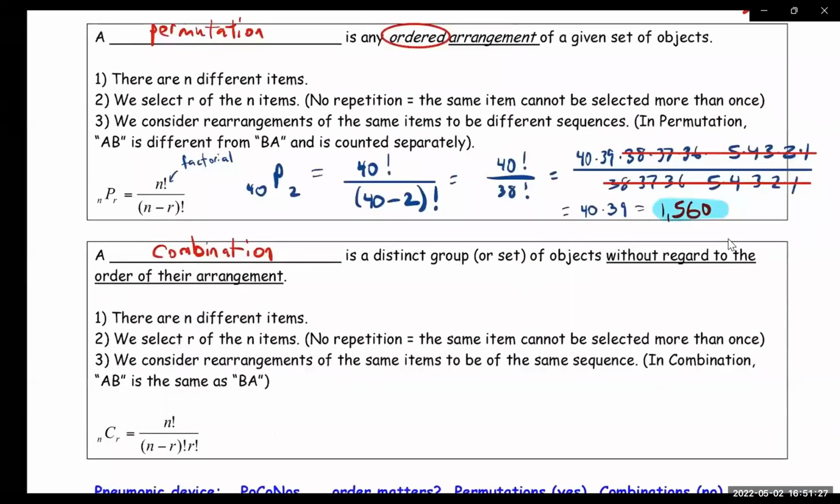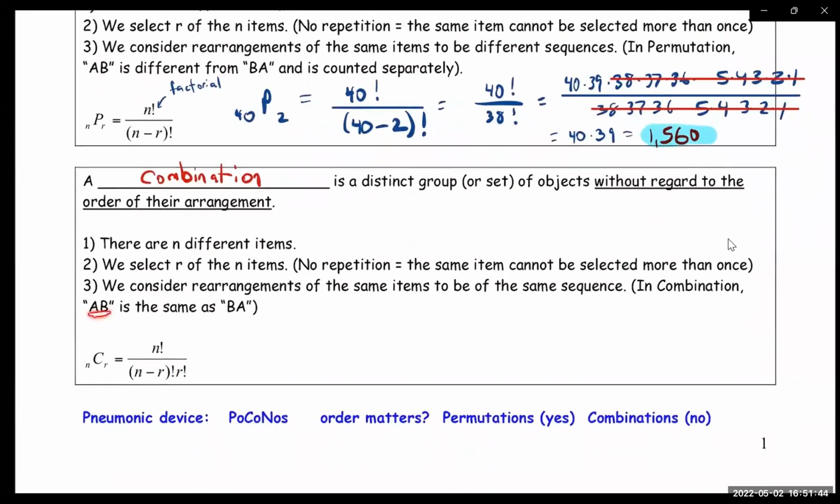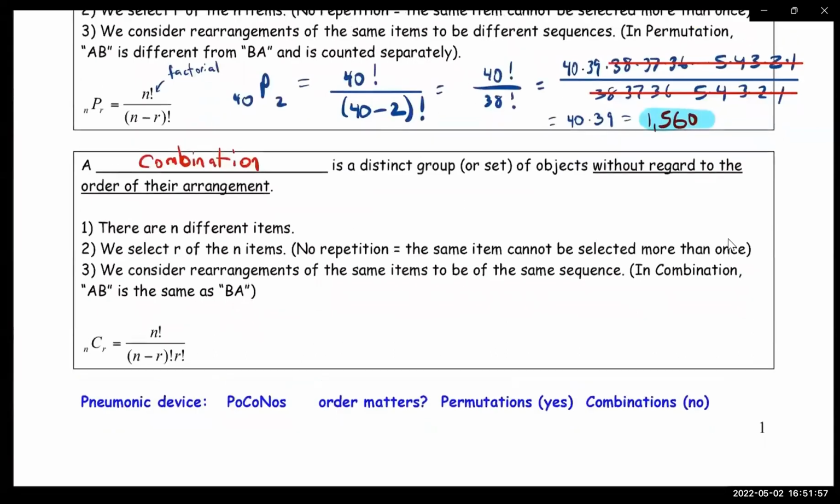So now this is a formula for when the order does not matter. It's basically the same formula. The only difference is that it has the r factorial in addition. So there's an additional r factorial in the denominator. That's the only difference. So they're saying that AB is the same as BA because the order doesn't matter. It's like selecting Pamela, then Erica. That's the same thing as selecting Erica and then Pamela. So let's do the same problem.